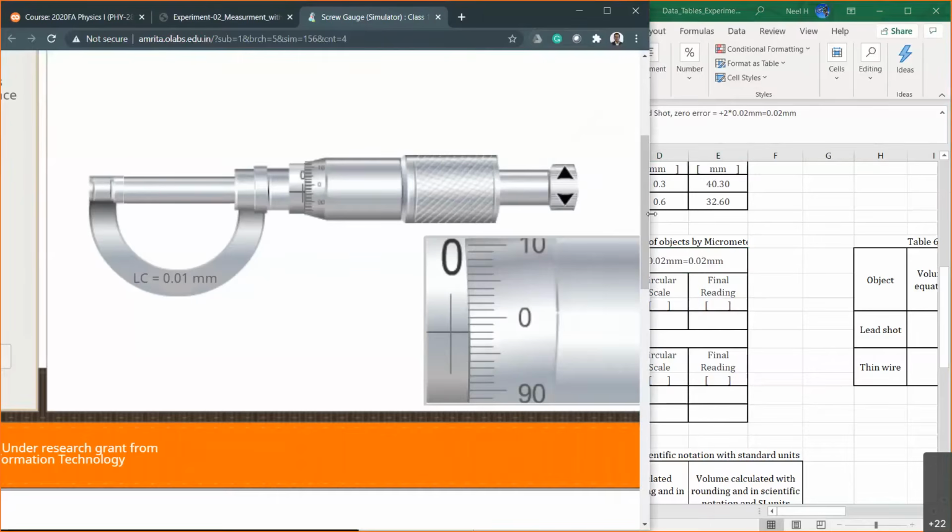Any questions so far? Zero error is usually going to be fixed for the instrument, right? So after I measure it once, I don't need to measure it again, since I'm using the same instrument again and again, right? So let's do a couple of measurements.